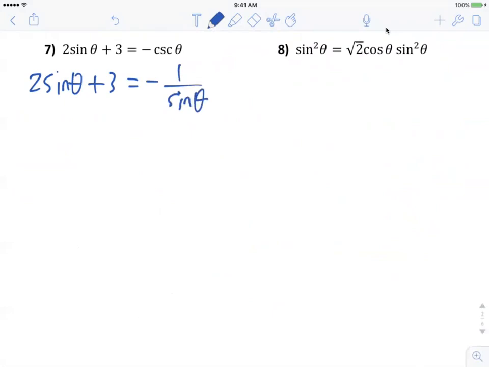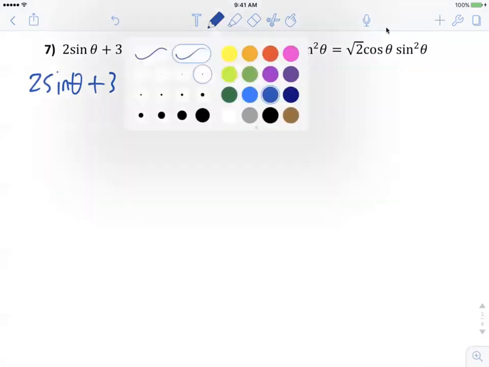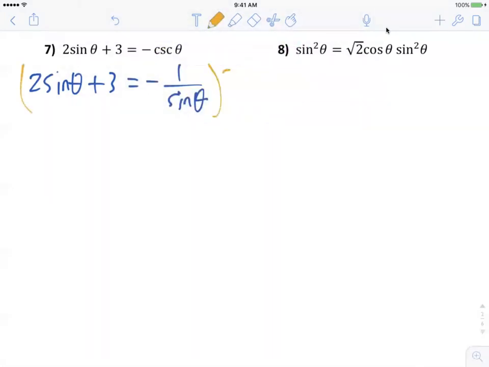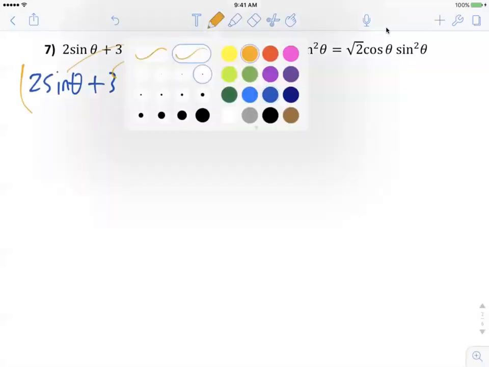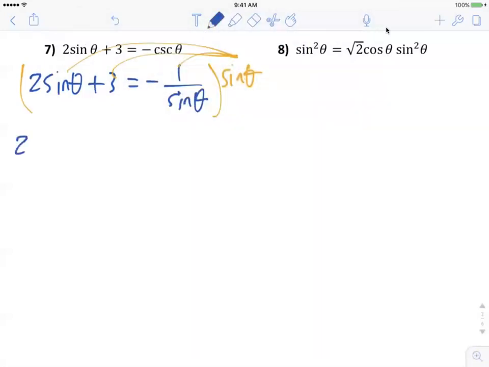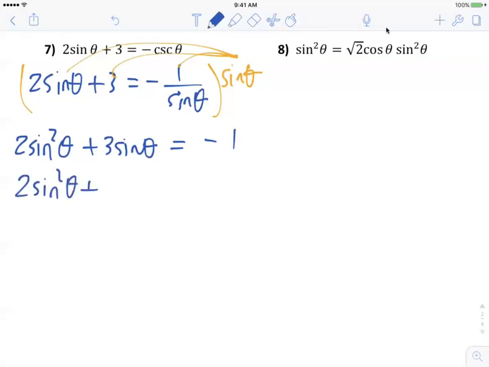This cosecant is 1 over sine. And then we're going to multiply through by sine to get rid of that fraction, right? Okay, so this is going to be 2 sine squared theta plus 3 sine theta equals -1. The sine theta will cancel on that side. All right, now bring the 1 over and we get a trinomial. So set this equal to 0.